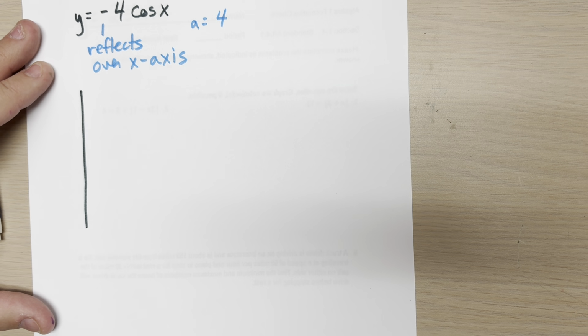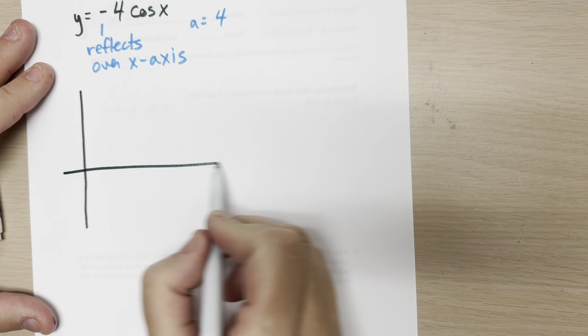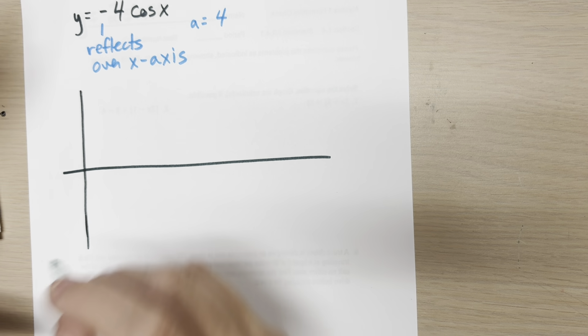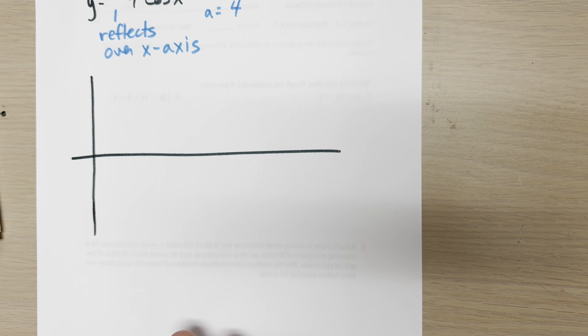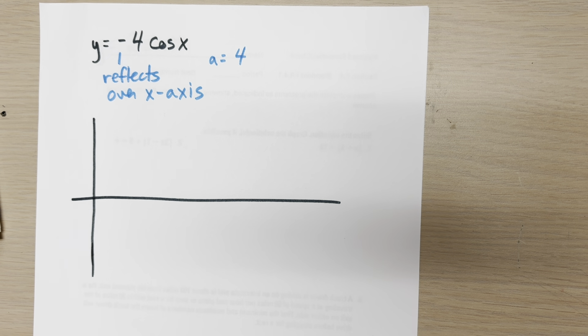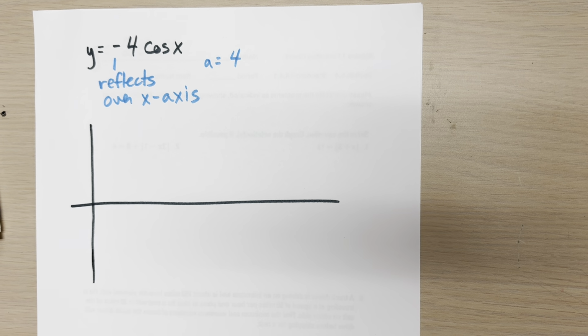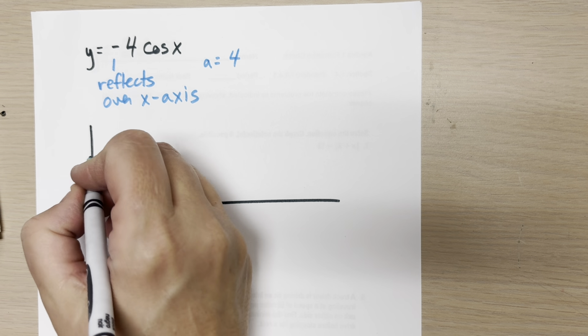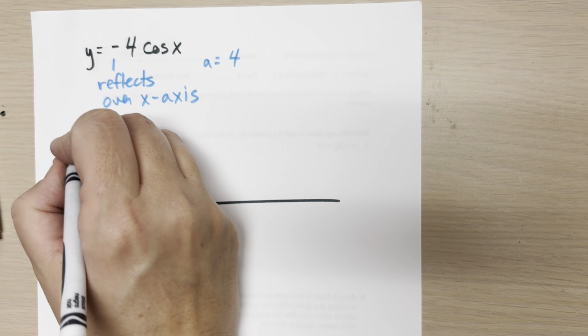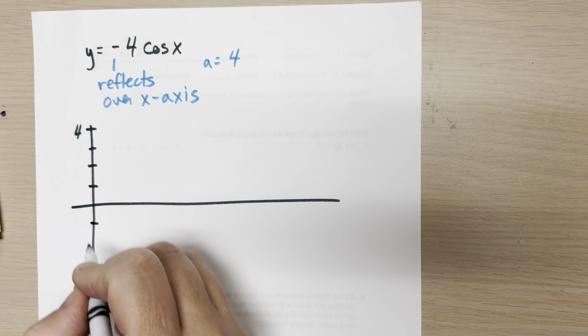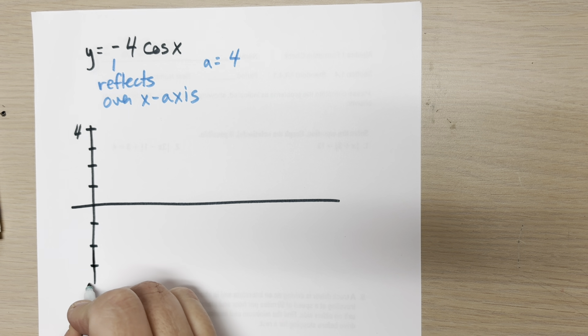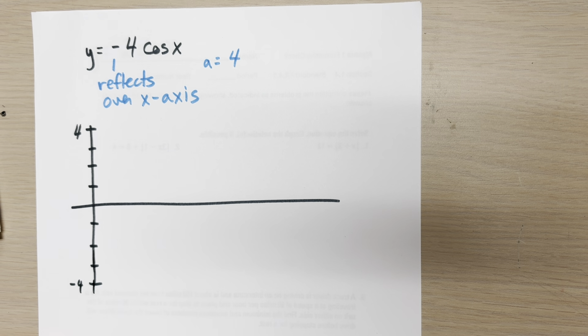So here we go. Make sure I have enough space for this thing. All right, normally the max is 1, the min is -1. However, we're dealing with 4 here. So I know I'm going to be going up 1, 2, 3, 4, as well as down -1, -2, -3, -4. All right.